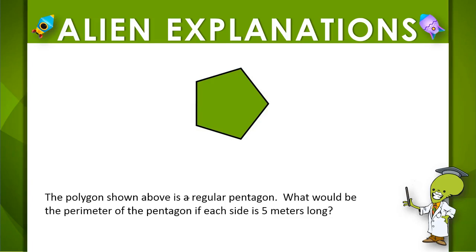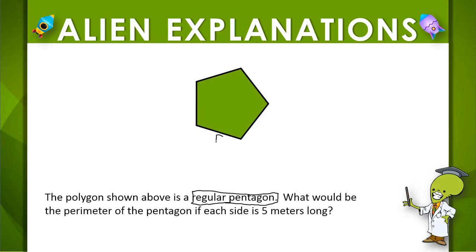So we are told that this polygon is a regular pentagon, and this is kind of important. And it asks, what would be the perimeter of the pentagon if each side is 5 meters long? Now remember, anytime we have a regular polygon, a regular pentagon means that all side lengths are exactly the same when it tells us that it's regular.